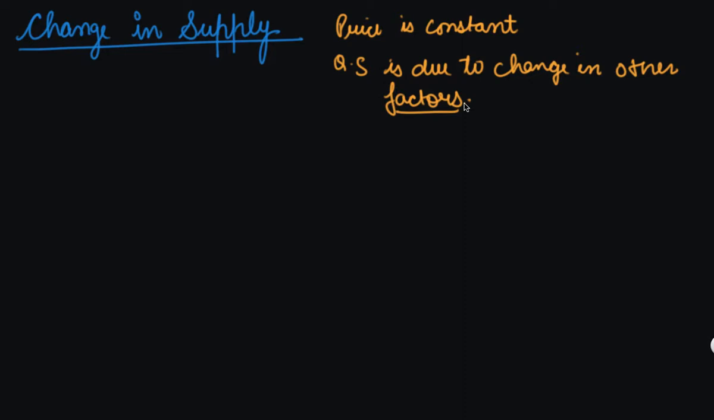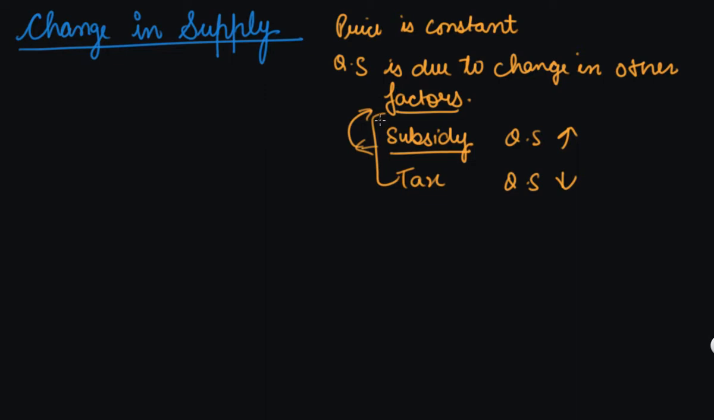If you are given a subsidy by the government, your quantity supplied will increase because your cost will decrease. If you have to pay extra tax, your cost of production will increase, and your quantity supplied will decrease. So these are some of the other factors we have done in the supply function, the determinants other than the price. Those affect the quantity supplied, and then it is a change in supply.